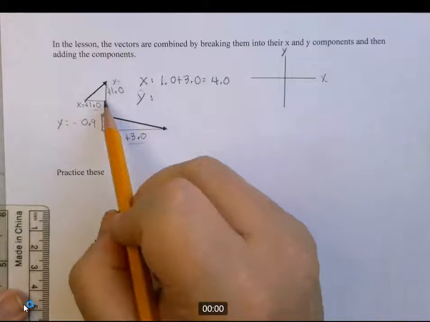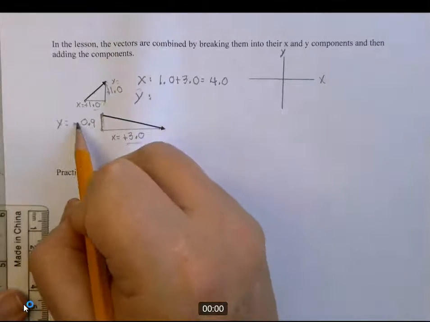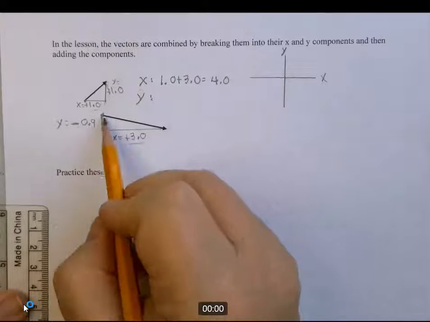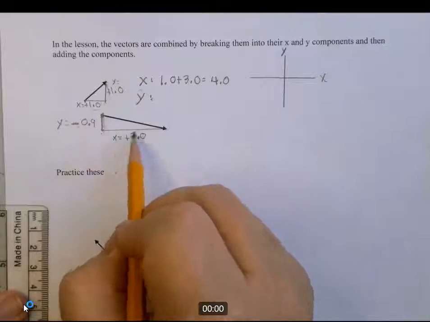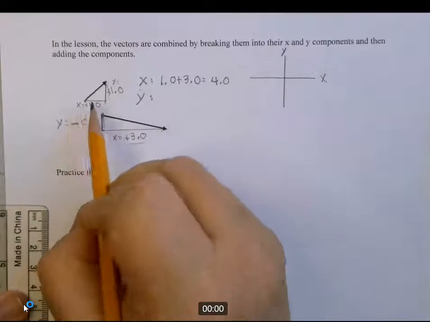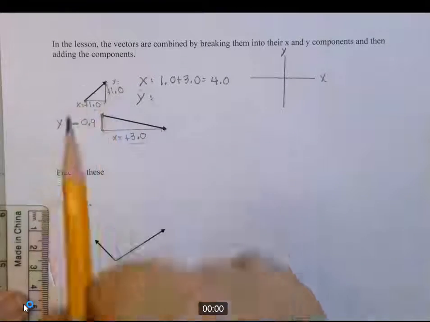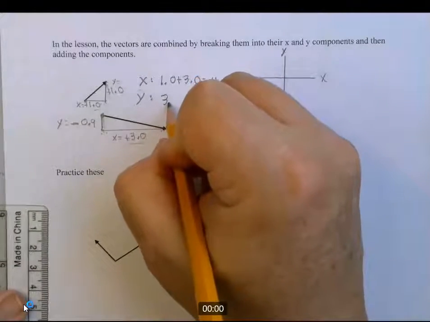Now, watch out. It's a positive 1.0, but it's a negative 0.9. I'll make my negative sign a little bigger there. It's negative because it's starting here, it's going down. Start from the tail and do what you need to do to get to the tip. So this is down, negative, and to the right, positive. This one was to the right, positive, and up, positive.